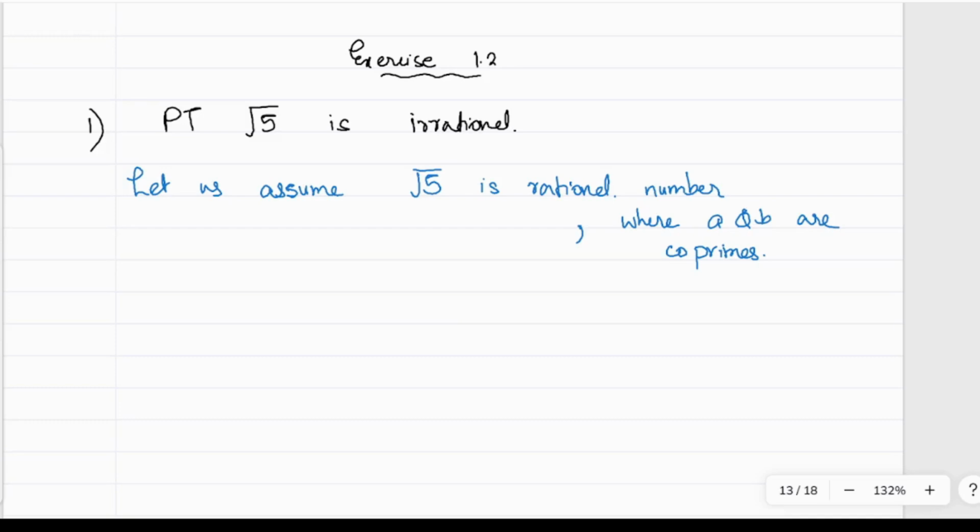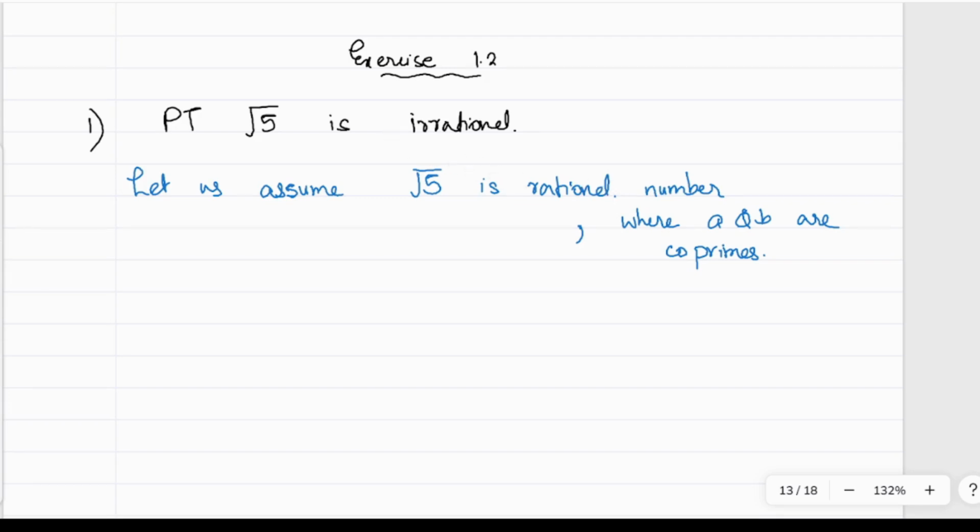Now let's do question number 1 from exercise 1.2. Here our question is: prove that root 5 is irrational. Whenever we ask a question like this, to prove that a particular number is irrational, what we have to do? Here they are asking to prove that root 5 is irrational.